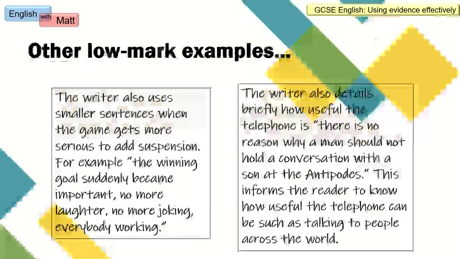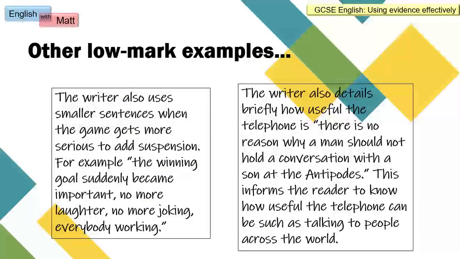So to show you some other low mark examples, the writer also uses smaller sentences when the game gets more serious to add suspension. I think they mean suspense. For example, the winning goal suddenly became important. No more laughter, no more joking, everybody working. And then that's it. And the examiner's going, well, you've quoted this long quote, tell me more.